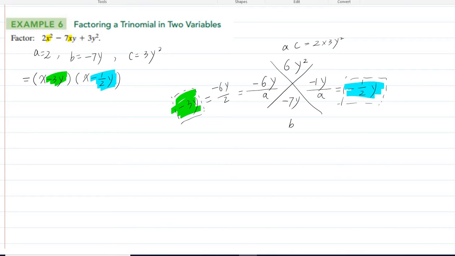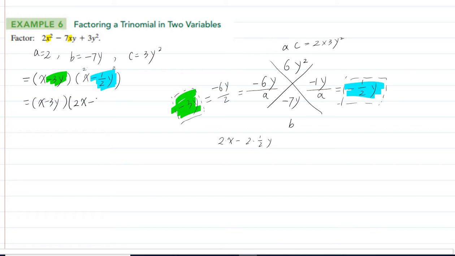Because we do not want the fraction, we're going to get rid of the fraction. In this case, the denominator is 2, so I'm just going to multiply by 2 here, and multiply by 2 on the right side term too. What happens is 2 times x, and then minus 2 times 1/2 y is just going to be 2x minus y. So that is your final answer.